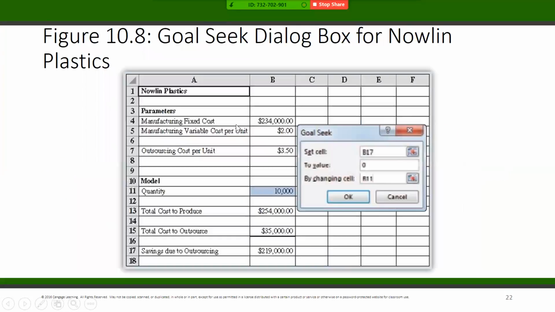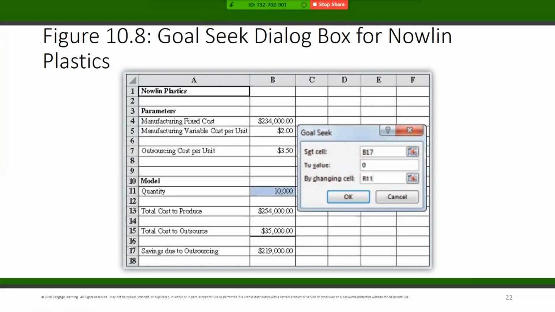Okay. And so this is going to be the Goal Seek function, and this is our dialog box for it. And so, like I said, we're going to use Goal Seek to quantify the number of Vipers that satisfy the goal of 0 savings due to outsourcing for a bid price of $3.50. And that's the one we're going to worry about right now. You can do it for all of them, but this is the one we're going to look at now. So the following steps are going to be done.